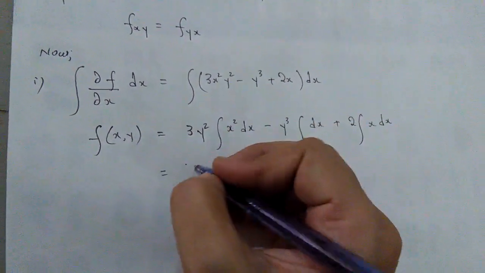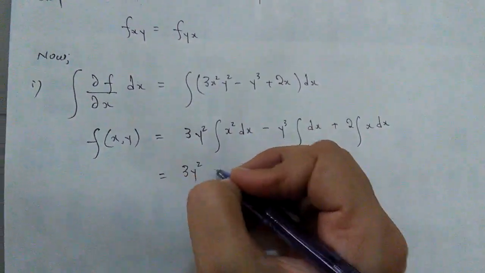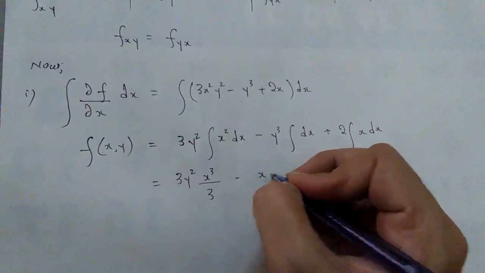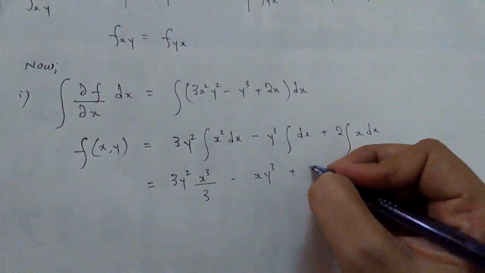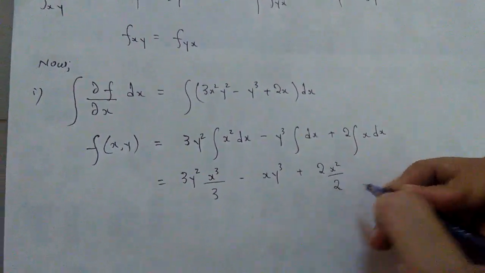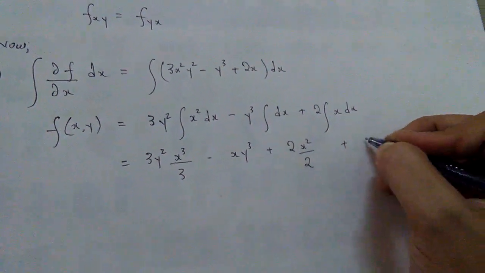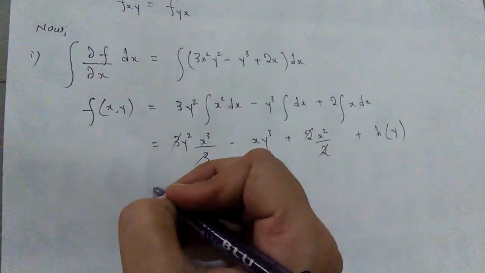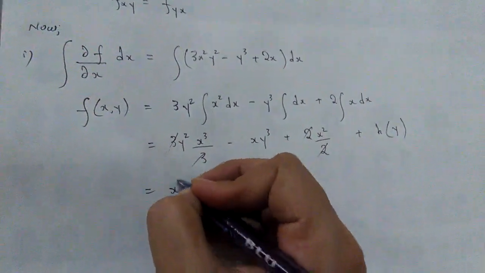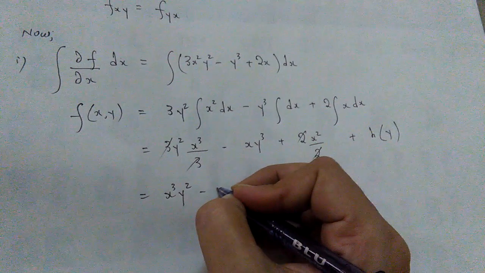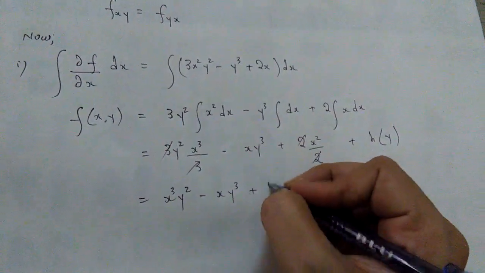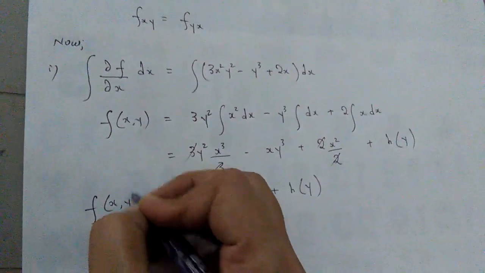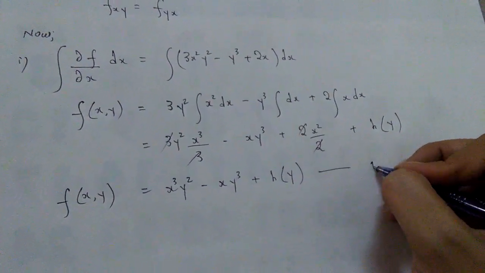x cubed upon 3 times 3y squared, minus xy cubed plus 2x squared upon 2, plus some constant, and that constant is my h. This and this get cancelled. What I'm having here is x cubed y squared minus xy cubed plus h of y. And this is my f, and this is my equation number 1.